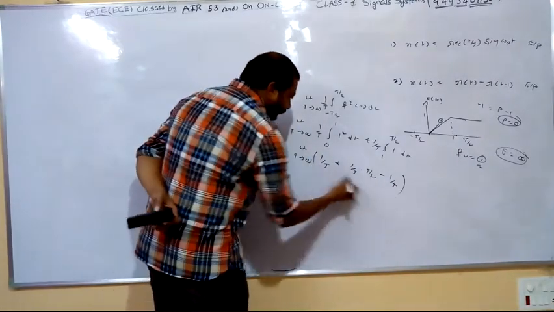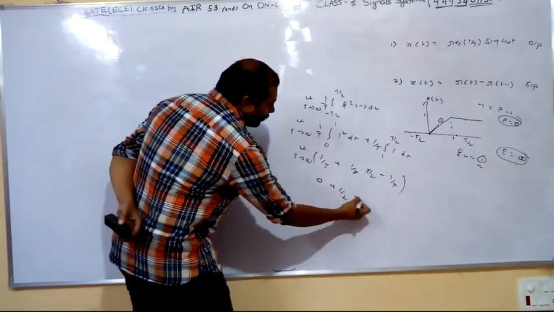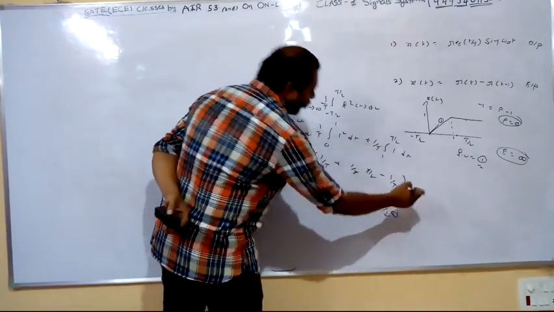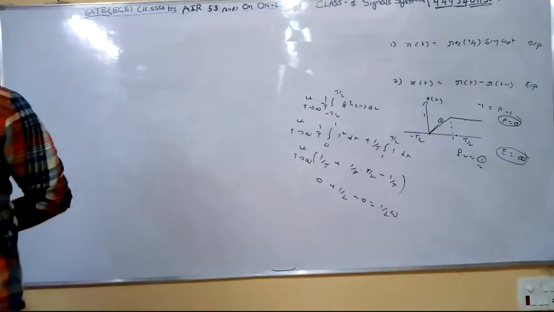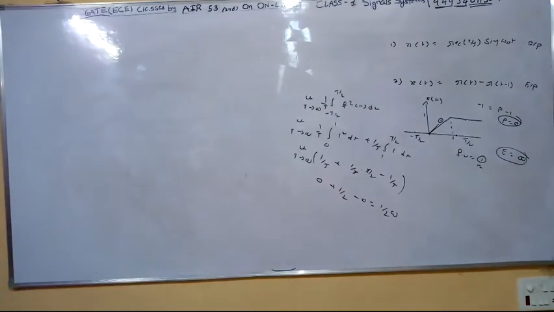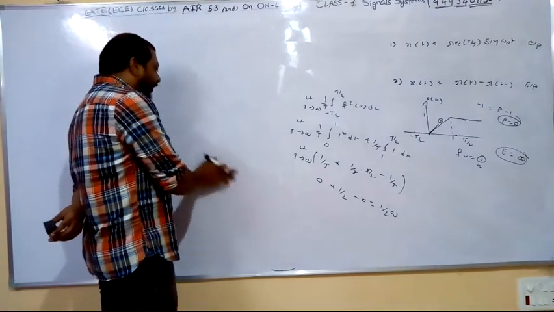Okay, 1 by t into t by 2 minus 1 by t minus 1 by t. By applying these limits, with t tending to infinity, 1 by t is 0, plus 1 by 2 minus 0. This value is equal to 1/2 watt. Like that, we can calculate the power and energy of any signal.